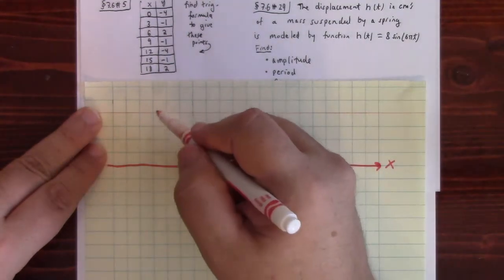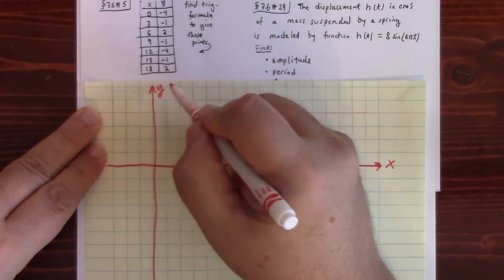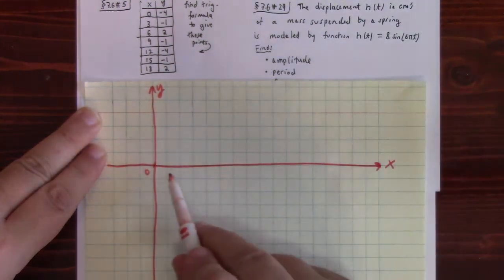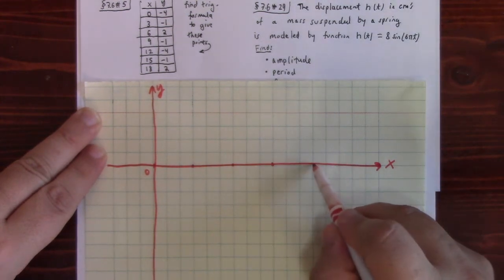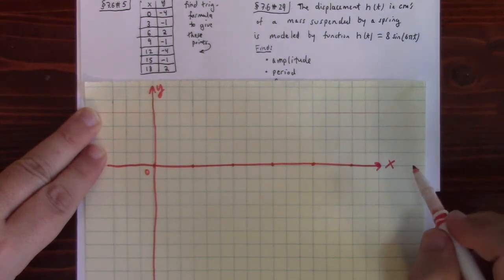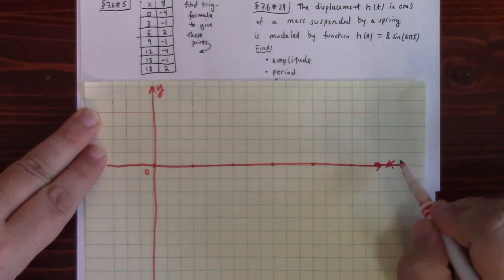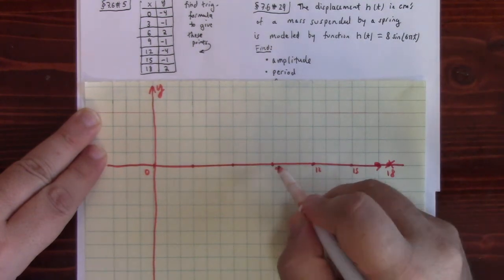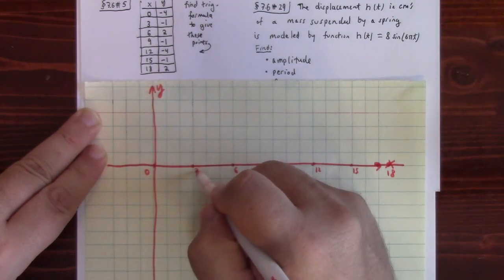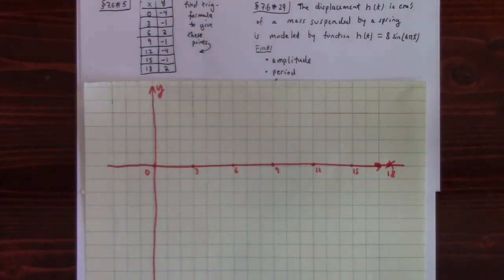If I make this 0, 1, 2, 3, 6, 9, 12, 15. Oh, poor planning on my part. 18 is just beyond. All right. So my recommendation for this kind of problem is, first of all, get yourself some graph paper. Otherwise, it's just, you know, it's unfun.